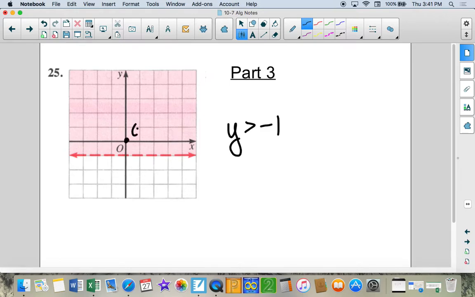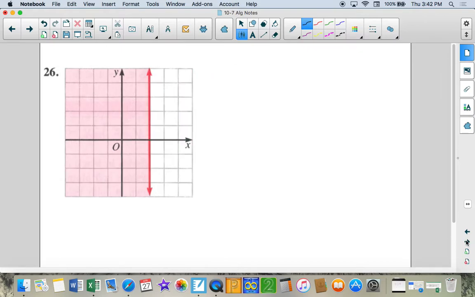Let's test the point (0, 0). What would we expect to get? Well, it's shaded, so we would expect it to be true. So if we plug in 0, does it create a true statement? Yes. So I know that my equation is correct. So that would be the equation for that inequality, or for that graph.